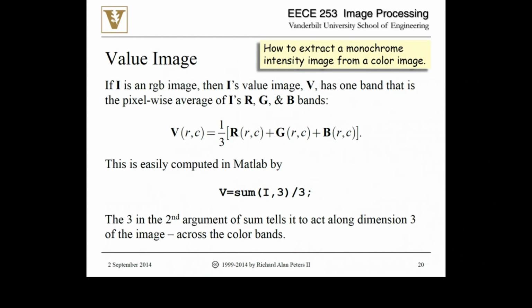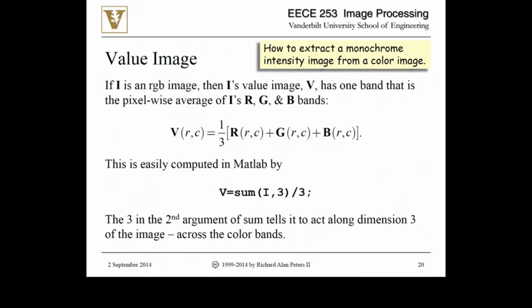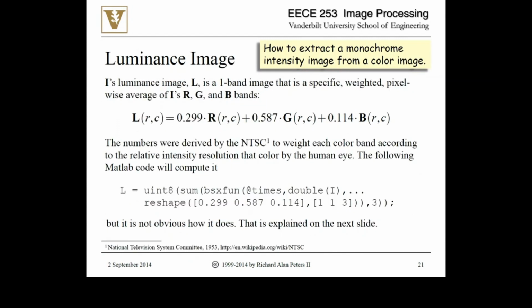Okay, this is the value. Why use 1/3, 1/3, 1/3? Why not use different weights? I could use almost 1/3, much more than 1/3, or much less than 1/3. Why not use these values? And actually, these specific values are called the luminance.